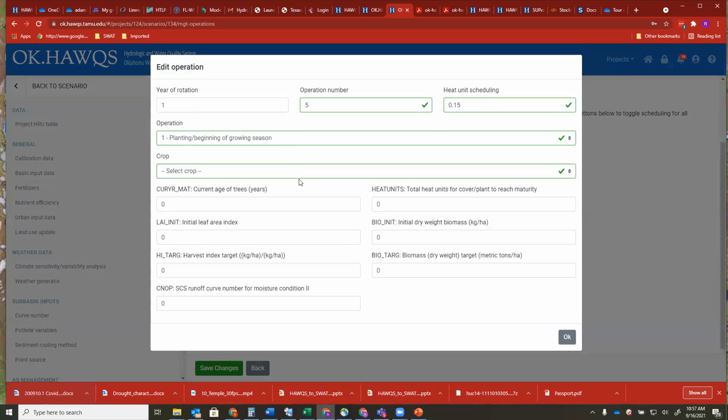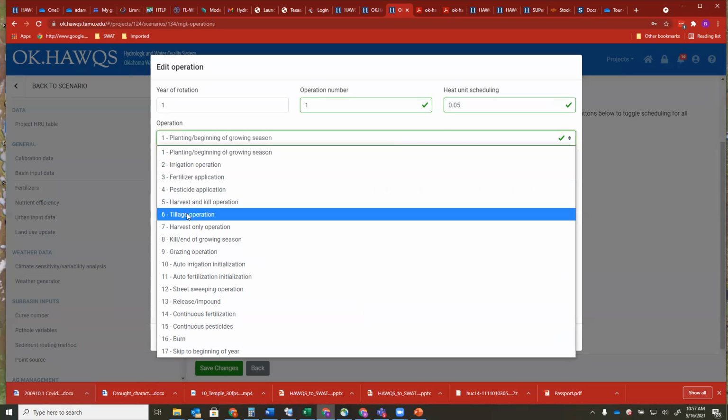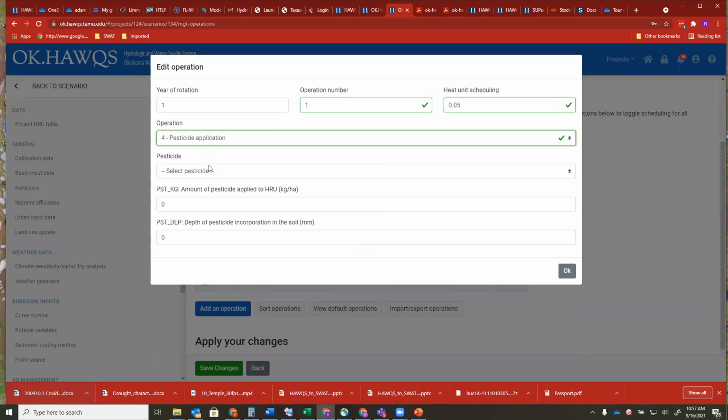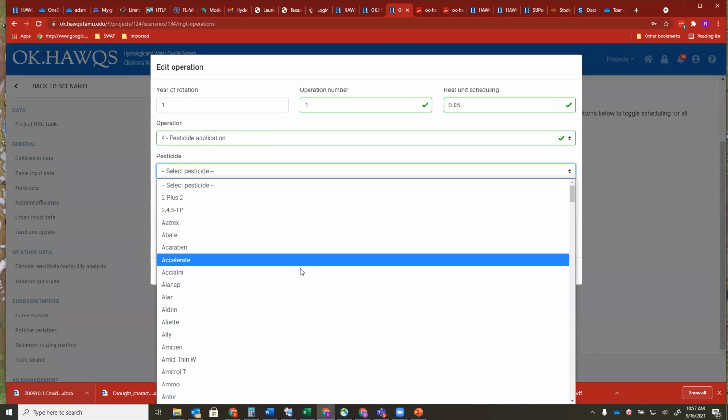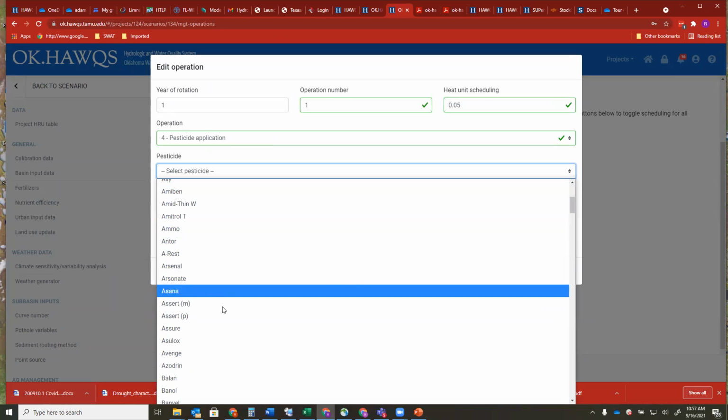Let's say I want to apply pesticide or herbicides. Okay. So I can say that's going to happen even before the planting. Let's say that's 0.5. And I want to select pesticide application. And you can select the pesticide. Let's say I'm going to do an atrazine to remove weeds.